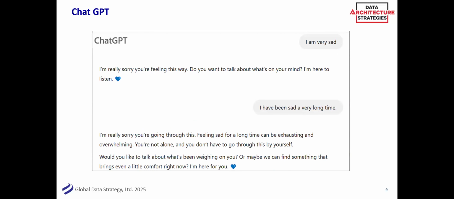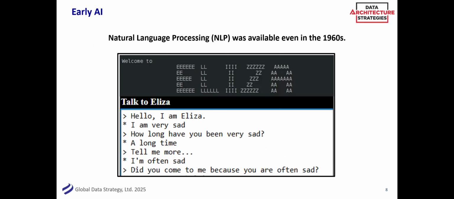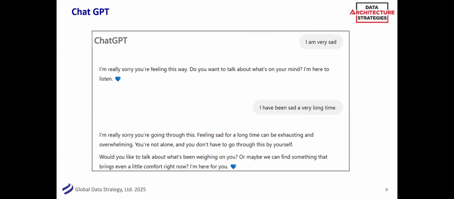But what is new then? I mean, now we have ChatGPT. So I had a little fun. I almost did the same thing with ChatGPT. I'm very sad. So there's a few more words. I'm sorry you're feeling sad. Do you want to talk about being sad? And they've added some emojis, right? We have blue emojis, where in the past we had a green screen. But is that really different?